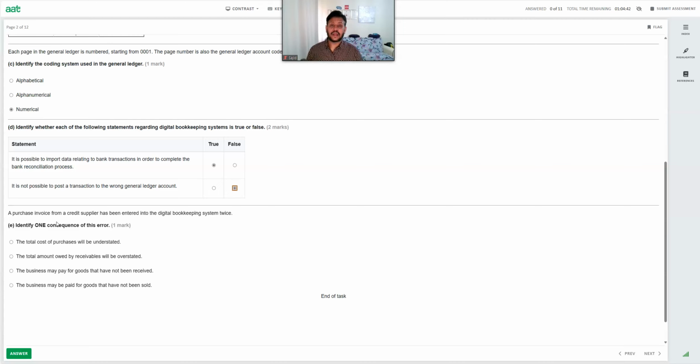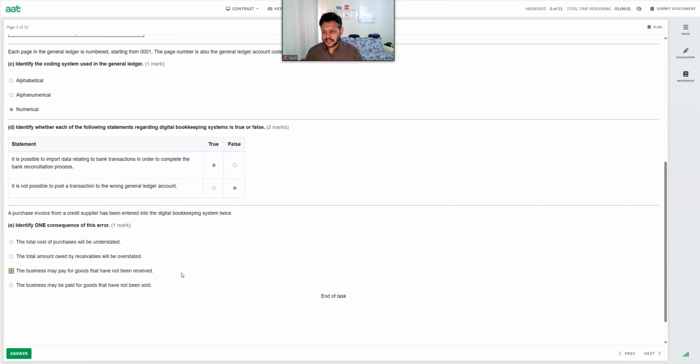For example, I'm the one who entered the invoice in the system, and my colleague checked the invoice in the system and made the payment. So if I enter it twice by mistake, maybe my colleague will pay this invoice two times, because he doesn't know, he may think there are two invoices. So here it says the business may pay for goods that never had been received. I just received once, but by mistake I paid twice because I entered the invoice twice.